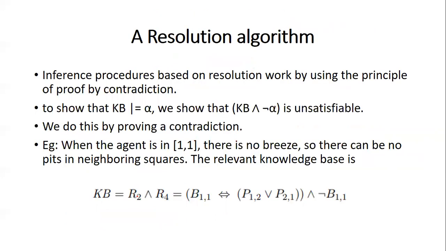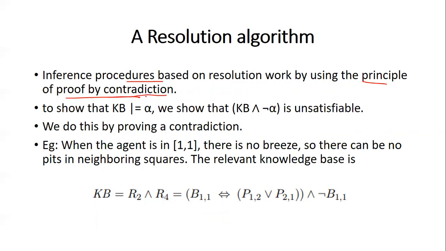Now let us discuss one example using resolution algorithm. So the inference procedures based on resolution work by using a principle called proof by contradiction. So far we have only understood the principle of resolution, how resolution works. We have not discussed any example. So using resolution, how will you prove something or how will you disprove something? Resolution uses a principle called proof by contradiction. So what does that mean?